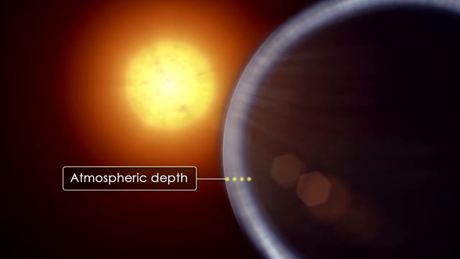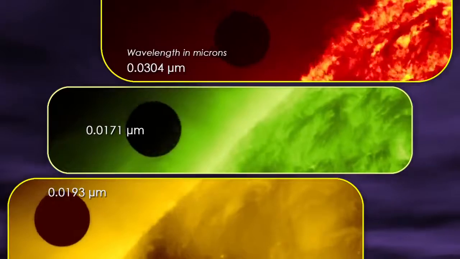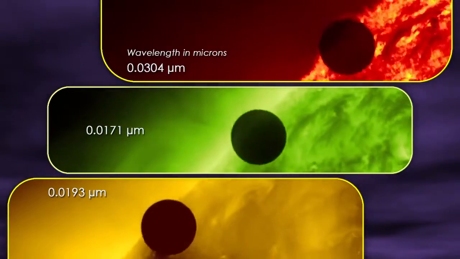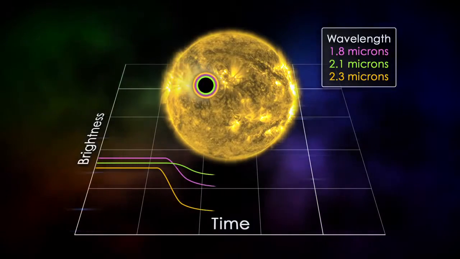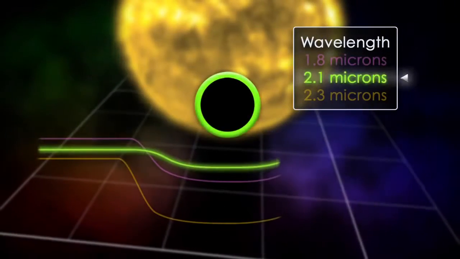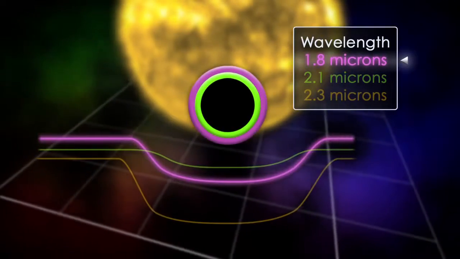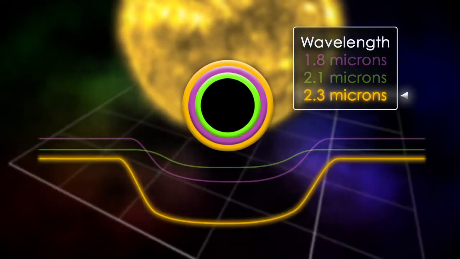Knowing the depth and density of the atmosphere is also important. To figure this out, astronomers observe the transit at many different wavelengths. At wavelengths where more absorption occurs, the planet will appear larger, with the change in size indicating how deeply the atmosphere extends, and its density at different altitudes.